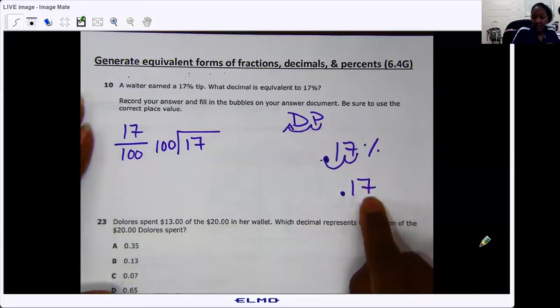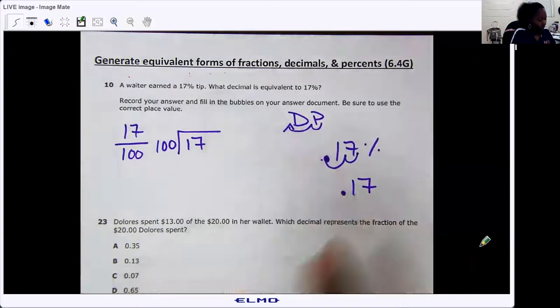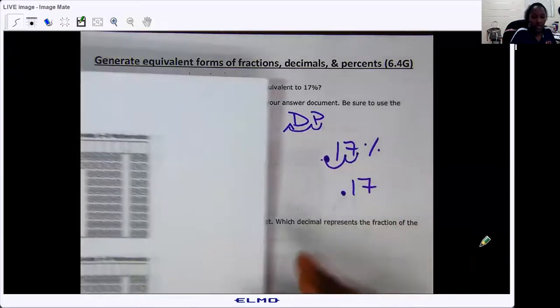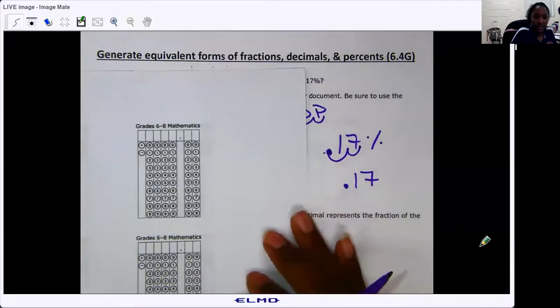Now that I have my answer, I need to fill in my answer document. On your STAAR test, you will have bubble sheets like this. Let me zoom it in. Okay. Notice you have a positive and negative column. The only reason why you would need to fill this in is if your answer was negative. If your answer happens to be negative, you would put the negative symbol here and bubble in the negative circle. If your answer is positive, you don't need to do anything. You don't need to put the plus, you don't need to bubble in the plus, okay?